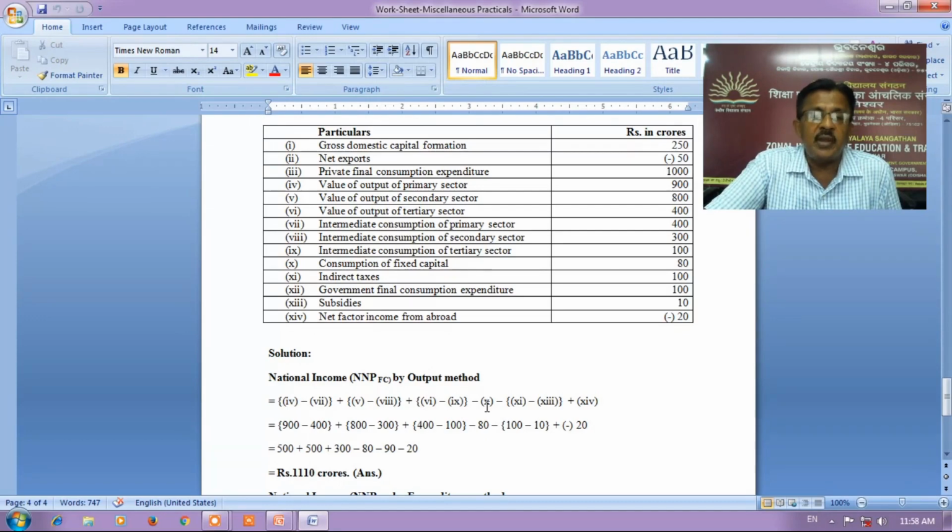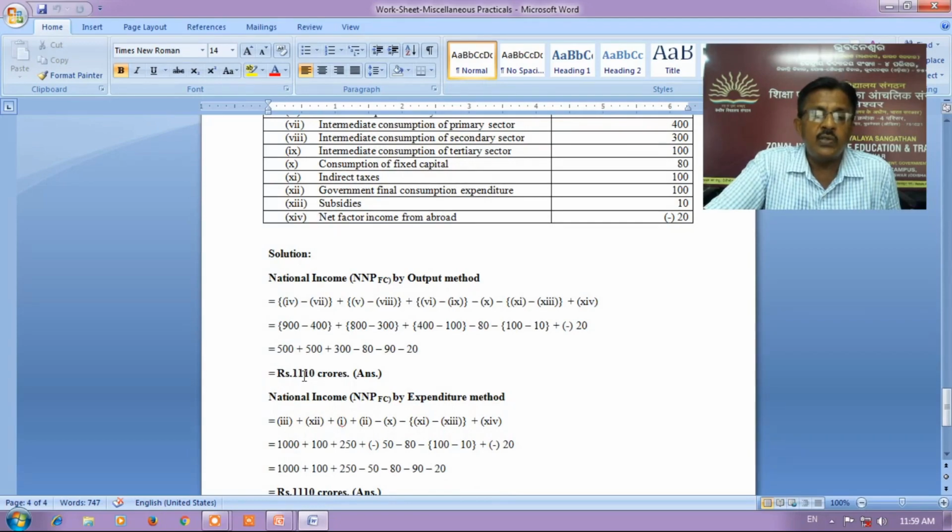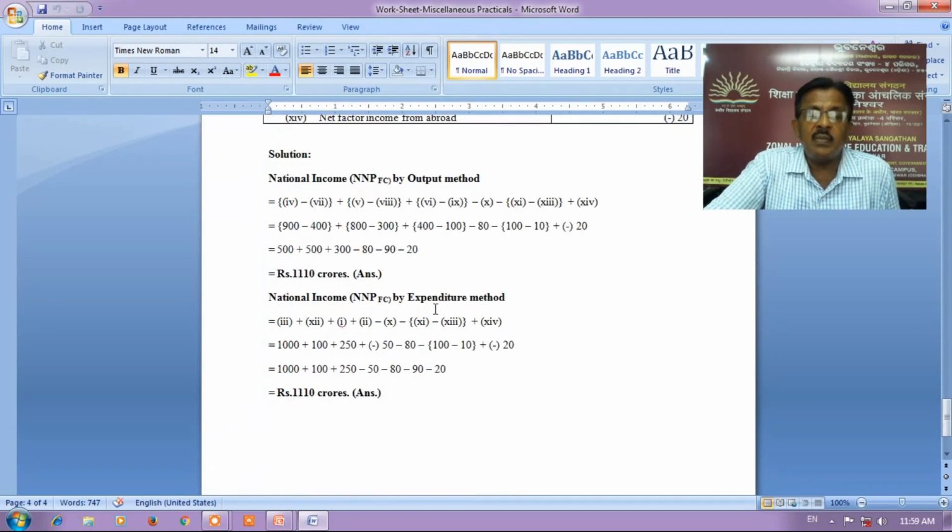Then minus 10. What is 10? Consumption of fixed capital, because the net concept is required. Minus item number 11 minus 13. What is 11? The indirect taxes minus subsidies. So we have to deduct the net indirect tax because we want the factor cost concept. Then plus item number 14, that is net factor income from abroad, because we need a national concept. So we have to add this net factor income from abroad. So the result is 1110.